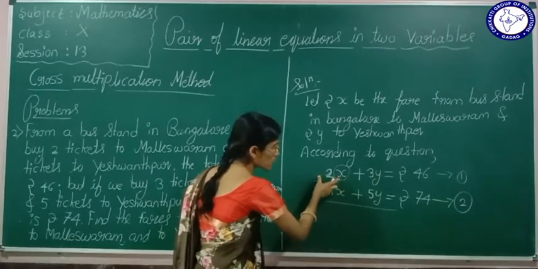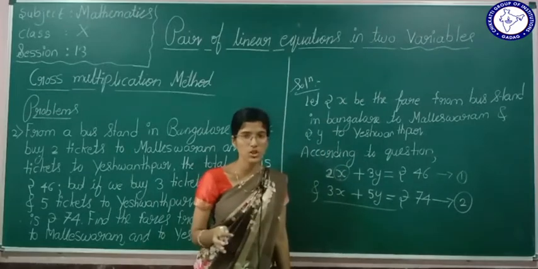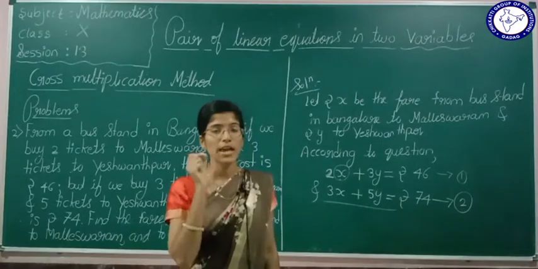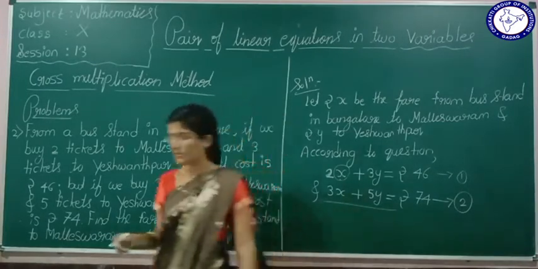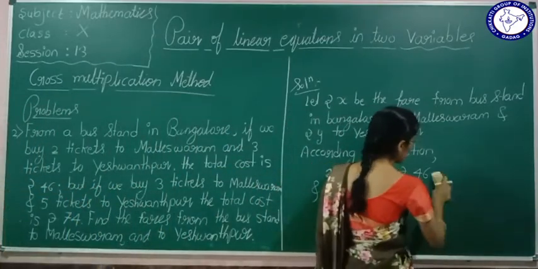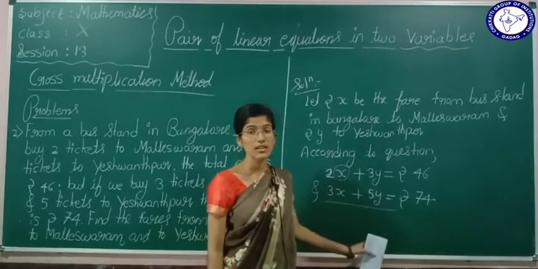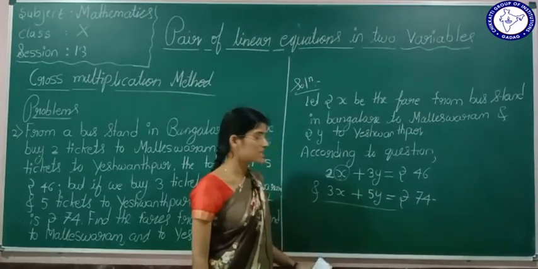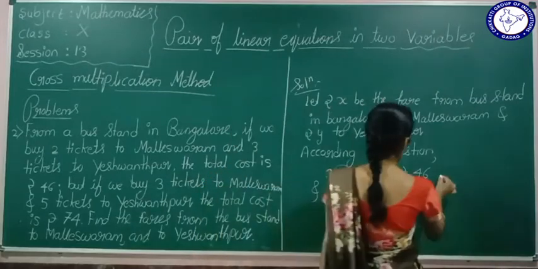Now you know that student, to solve this problem in the cross multiplication method, we have to write equations 1 and 2 in the form of ax plus by plus c is equal to 0. Yes or no? So what will it become? If you want to solve this pair of linear equations in the cross multiplication method, we have to write the equation in the form of ax plus by plus c is equal to 0.